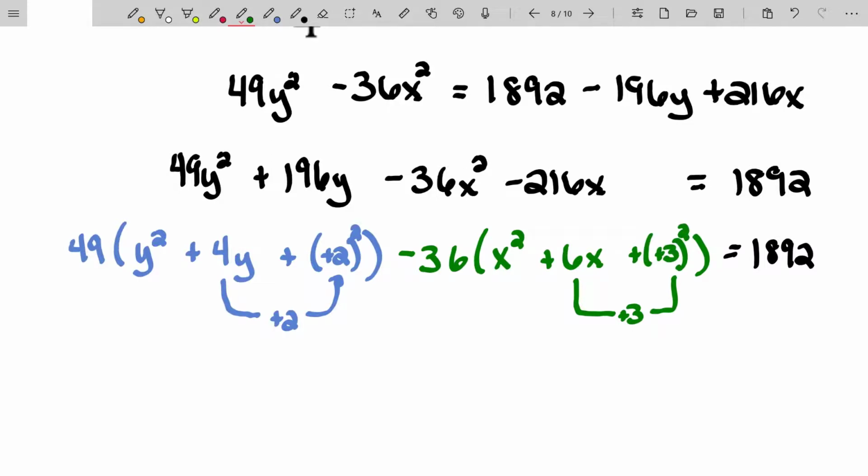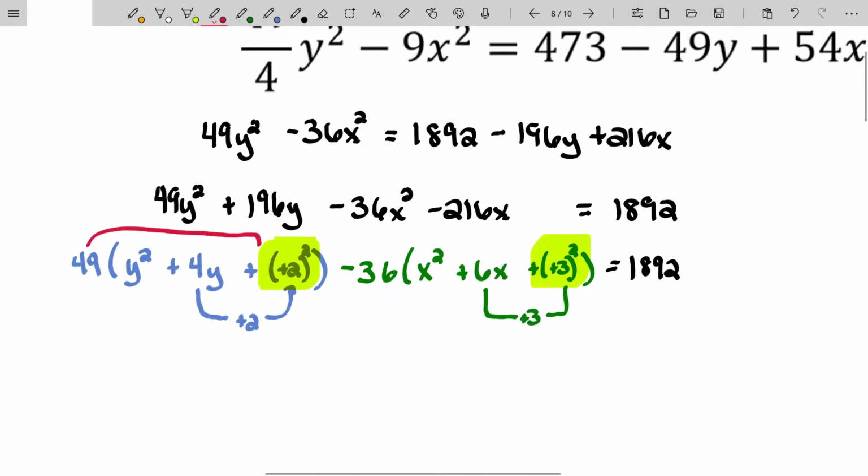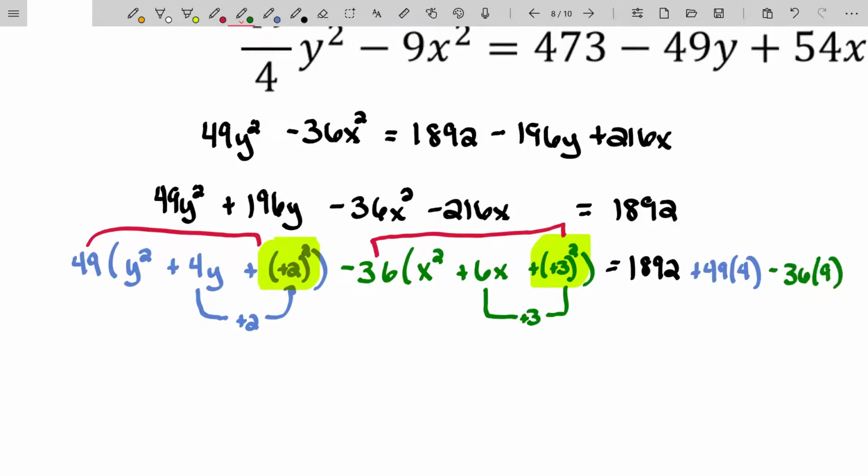Now, obviously, we didn't start with that positive 2 squared, nor did we start with that positive 3 squared. So we're adding some stuff to the left-hand side that we need to also add to the right-hand side. Specifically, we're adding 49 times 4 to the left-hand side, so we better add 49 times 4 to the right-hand side. Also, we're subtracting 36 times 9 from the left-hand side, so we better subtract, and that's green, right? We better subtract 36 times 9 from the right-hand side.